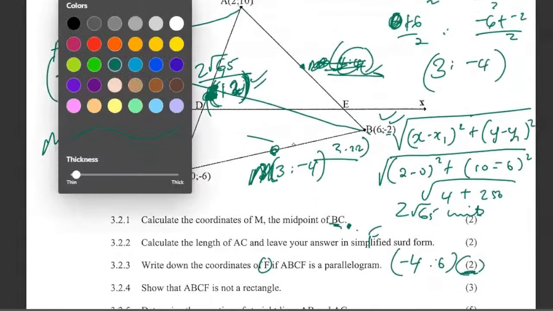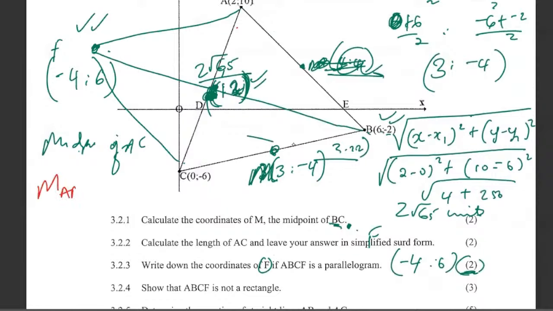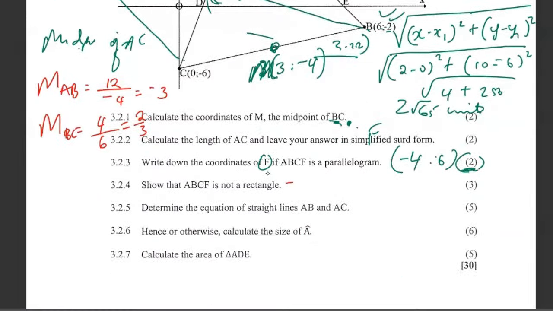Okay, so let me just jot this down here and say that the gradient of AB is going to be 10 minus minus 2, which is a 12, over 2 minus 6, which is negative 4, which means my gradient is negative 3. Then let me get the gradient of BC. So it's a negative 2 minus minus 6, which is a 4, over 6 minus 0. This gives me 2 over 3. So when we multiply negative 3 by 2 over 3, it gives us negative 2, which is not the same as negative 1. Therefore, ABCF is not a rectangle because it does not satisfy the conditions of perpendicular lines.